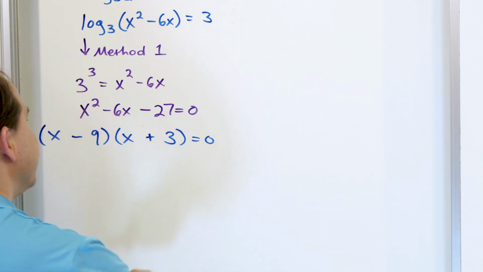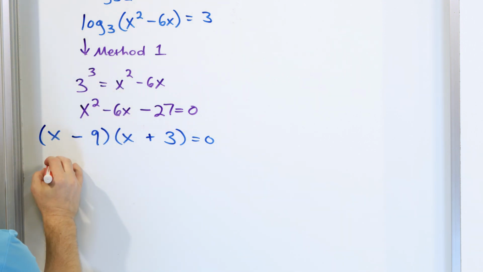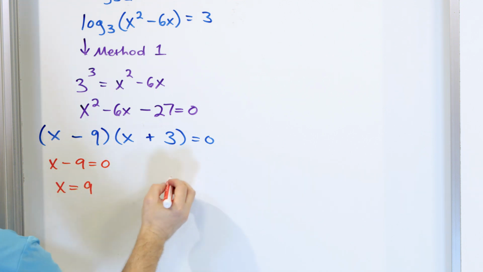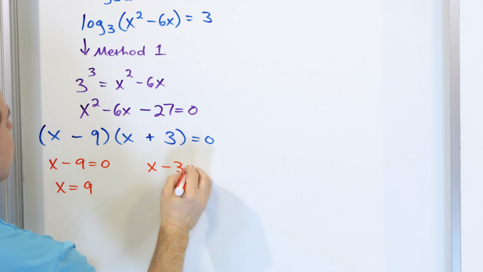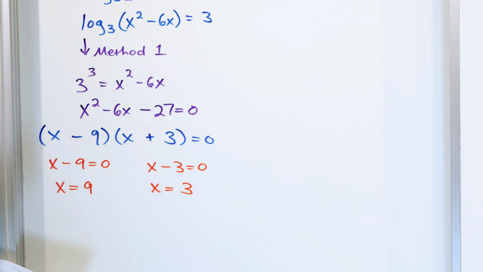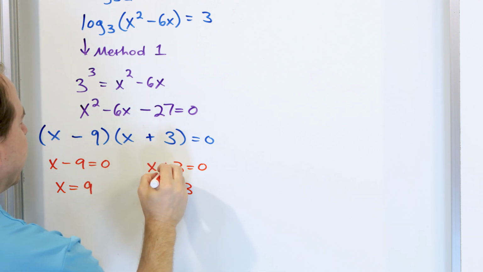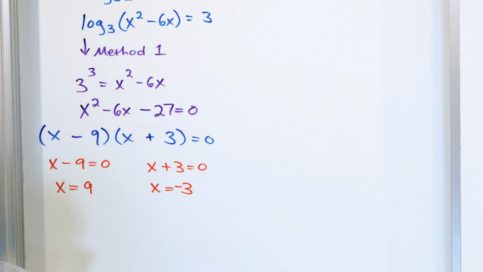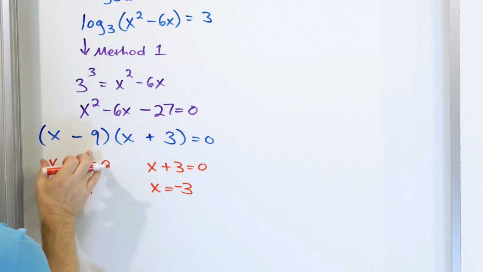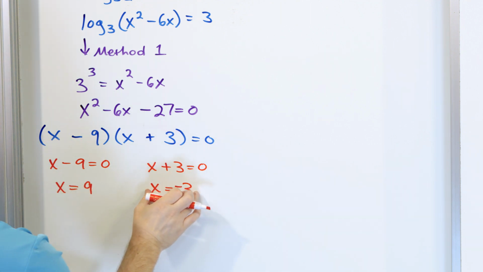So it appears that we have two solutions. We have x minus 9 is equal to 0, so x can be equal to 9. And we have x minus 3 is equal to 0, and that means x is equal to 3, right? Actually, there's a plus sign here, sorry about that. So this could be a negative right there. So it appears that we have two solutions. X minus 9 is 0, x plus 3 is 0. So x can be 9 or x can be negative 3.